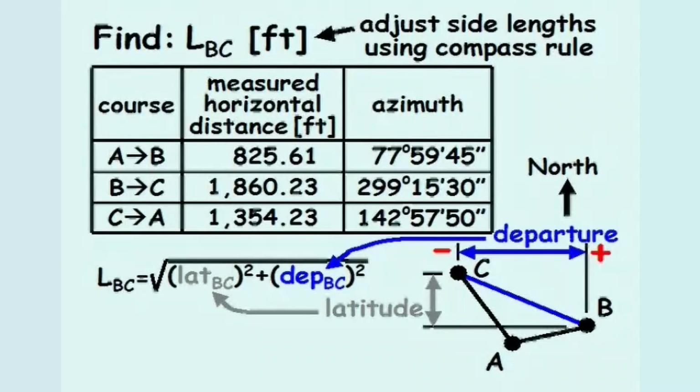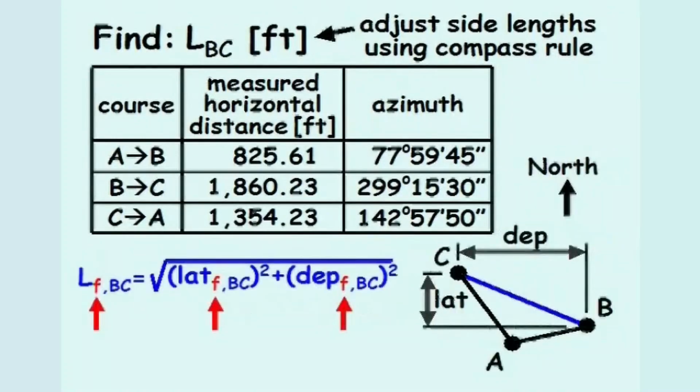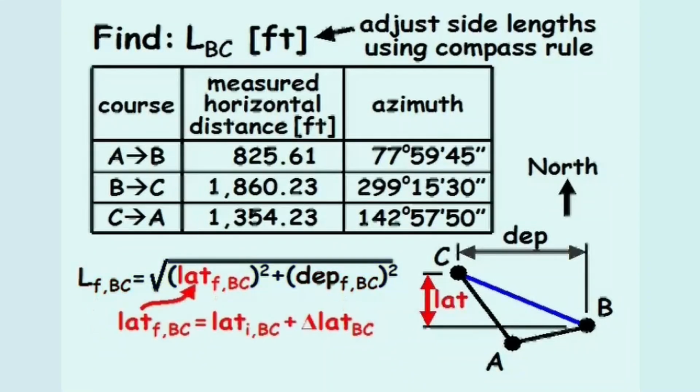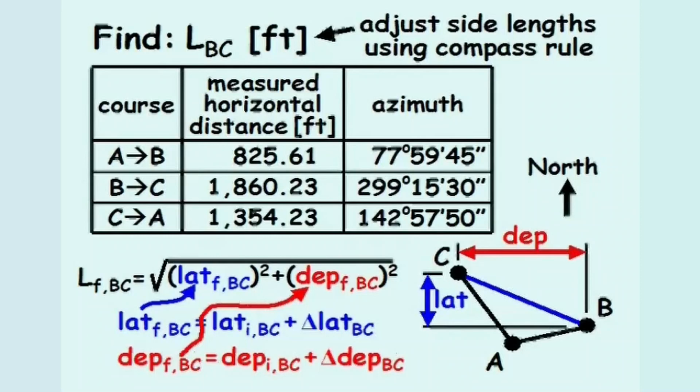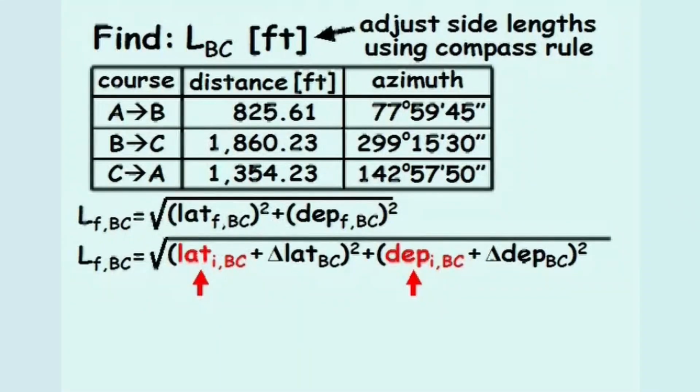Next, we'll add a subscript f to our equation to indicate we're looking for the final length, the final latitude, and the final departure after adjustment. The final latitude equals the initial latitude plus the change in latitude caused by the adjustment. The final departure equals the initial departure plus the change in departure caused by adjustment. Next, we'll solve for the initial latitude and initial departure.